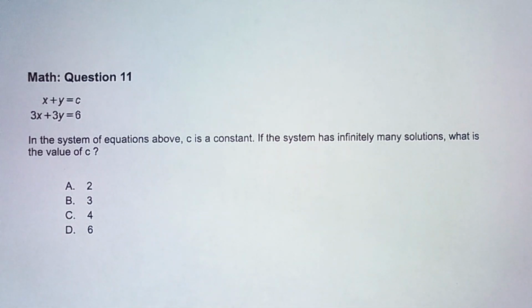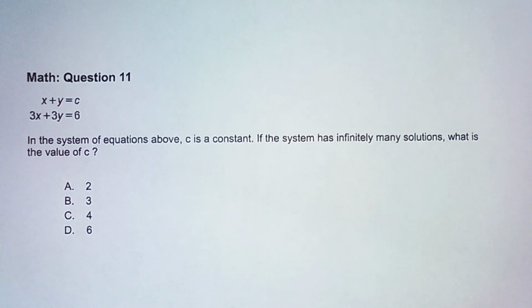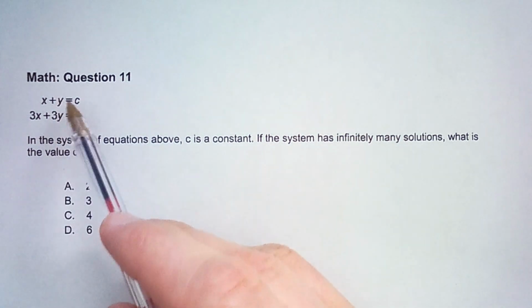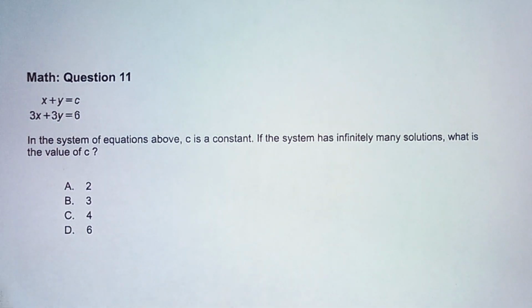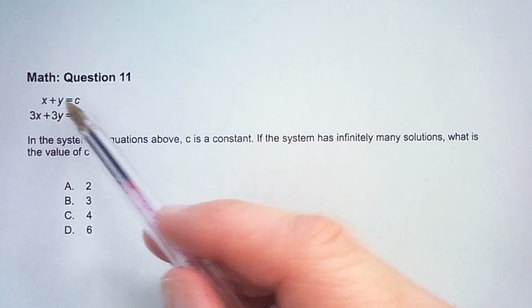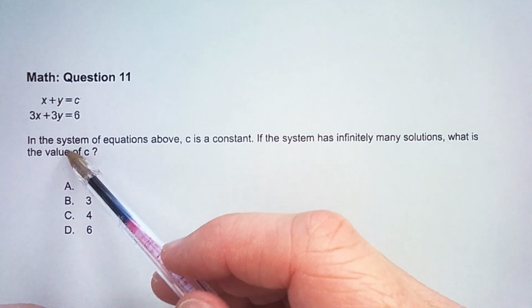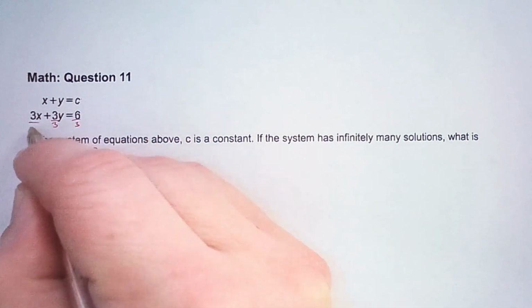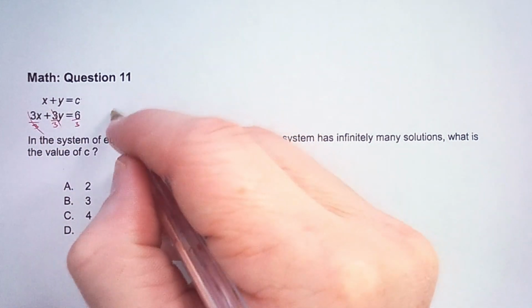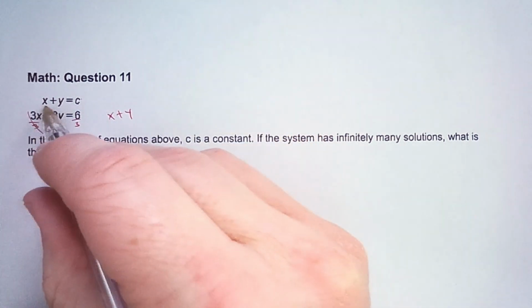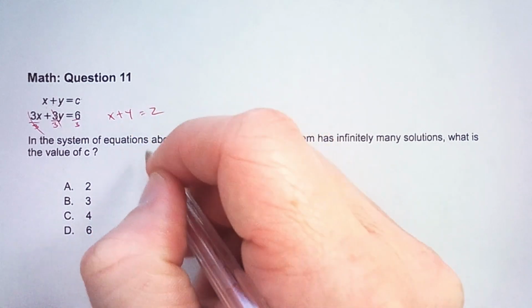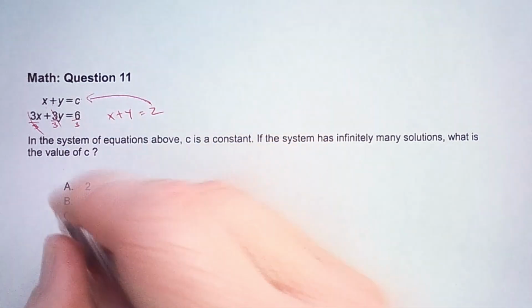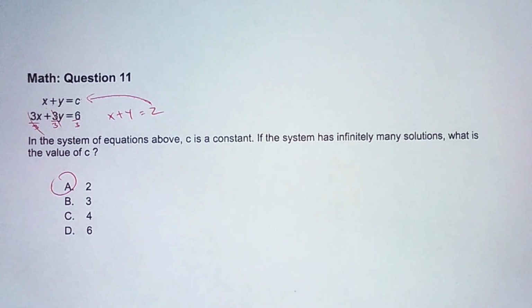Number 11. In the system of equations above, C is a constant. If the system has infinitely many solutions, what is the value of C? Now, if this system of equations has infinitely many solutions, that means these two equations are going to be exactly the same. So to make them look exactly the same, I can divide every term by 3 and get x plus y, just like I have here, equals 2, which means C is 2, option A.